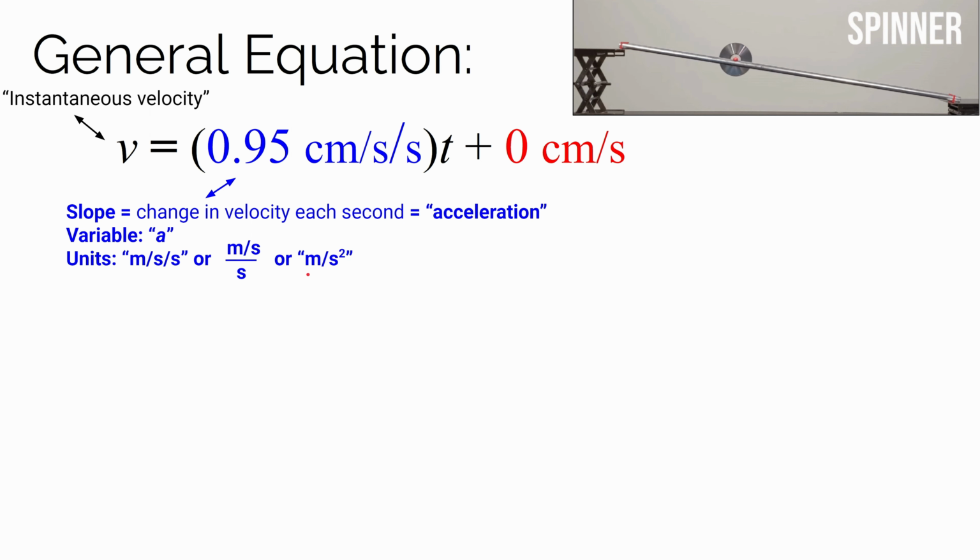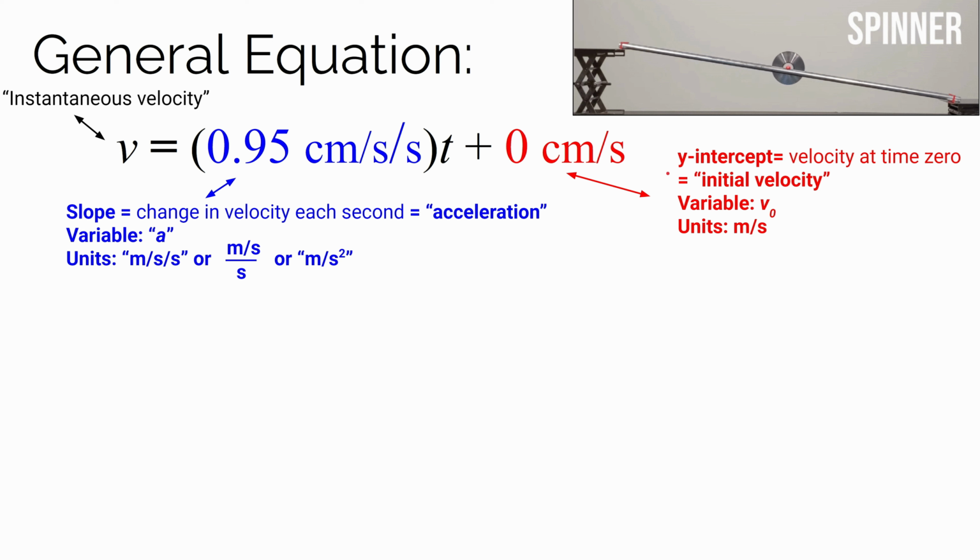In the future, though, I would encourage you to write the acceleration units like this, because it's a visual reminder about what the conceptual meaning of acceleration is: how much the velocity units change for each and every second. Looking at the y-intercept, we said the y-intercept represents how fast the spinner is moving at time 0, or its initial velocity. So the variable we're going to use to represent that is v sub 0, like we did for initial position, which was x sub 0, and the units for velocities will typically be meters per second.